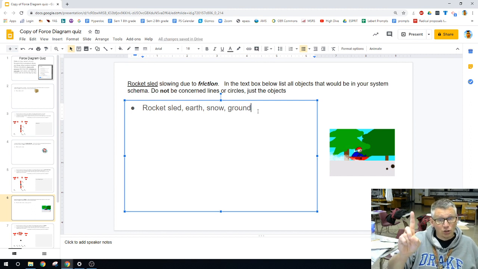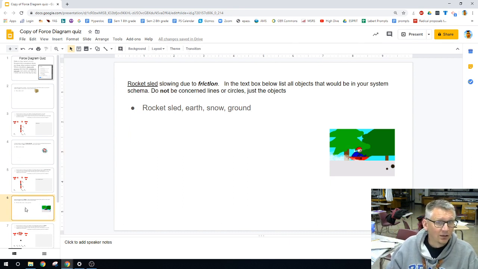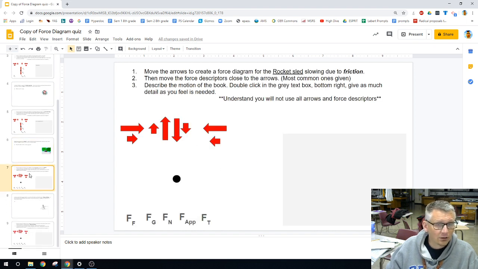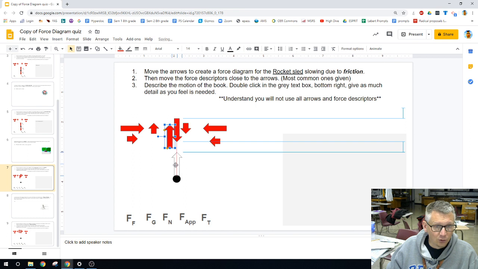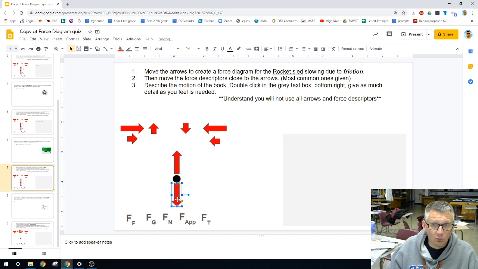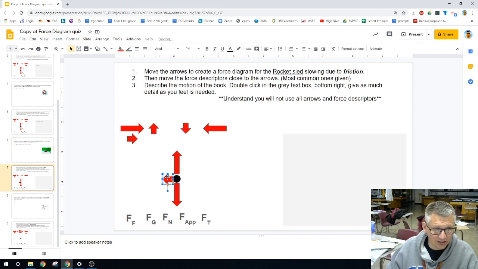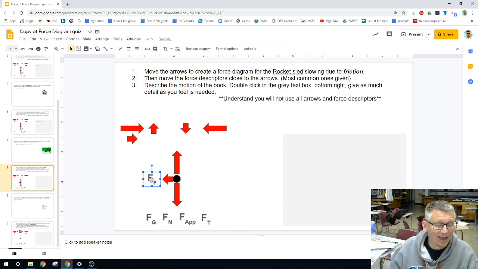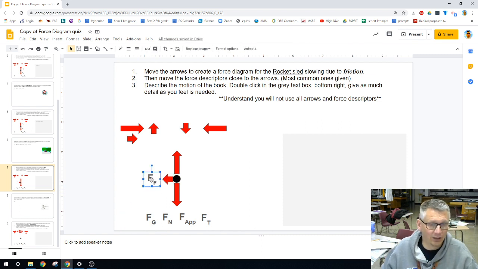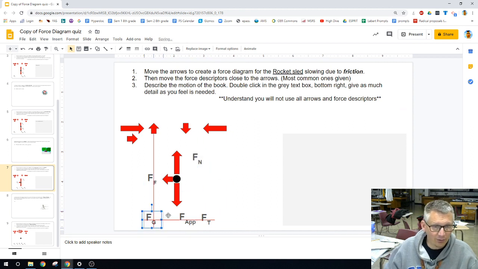So the ground will be pushing up. The snow will be slowing down. The earth is going to be gravity. And we have the sled. So the next one, we are going to go one up, one down. And because the picture shows the sled going that way, I'm going to say my frictional force is going to be in the opposite direction. And it doesn't matter what direction you put it, at least not for me. We have our normal force going up, our force of gravity going down, and our force of friction.